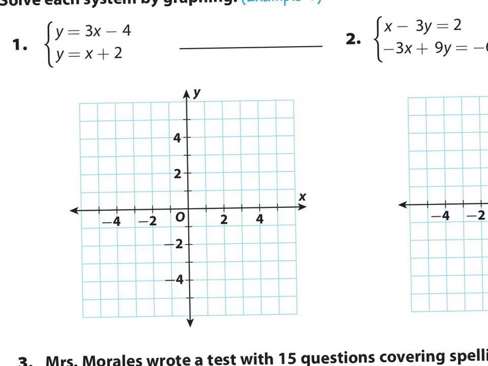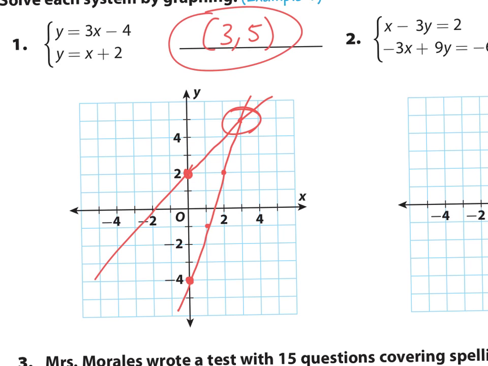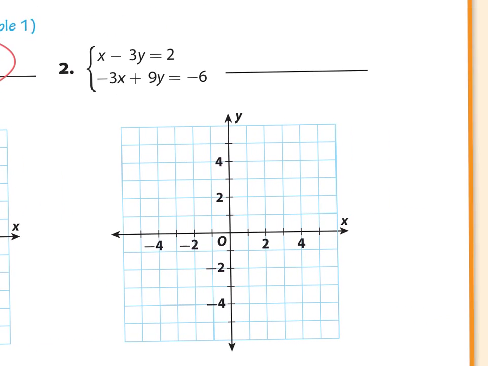First one's easy. We started at negative 4. We're going up 3 and over 1. Something like that. Then we started at 2 and we're going up 1 over 1. All right, we can see right there is a solution, which is 3, 5. And we're done. That's pretty neat.